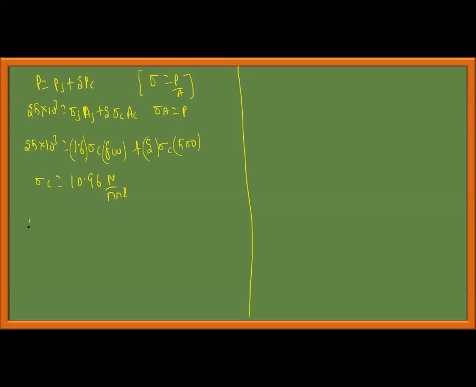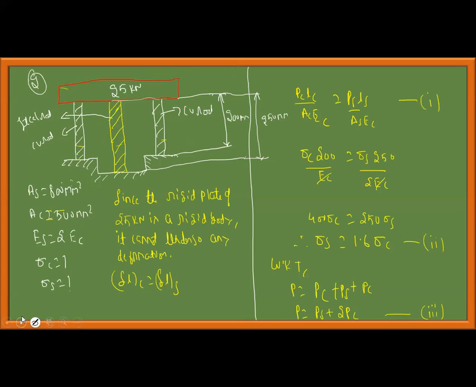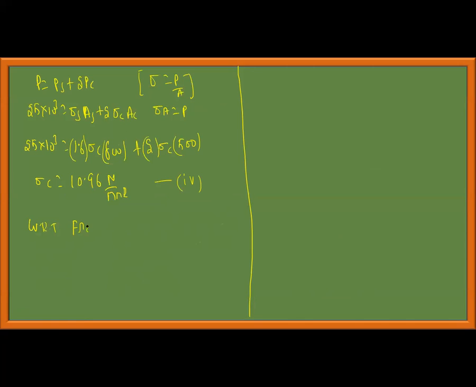We know that, this I will call it as 4. We know that from 2, sigma S is equal to 1.6 sigma C. Therefore, sigma S is equal to 1.6 into 10.96. Sigma S is equal to how much? 17.536 Newton per mm square.